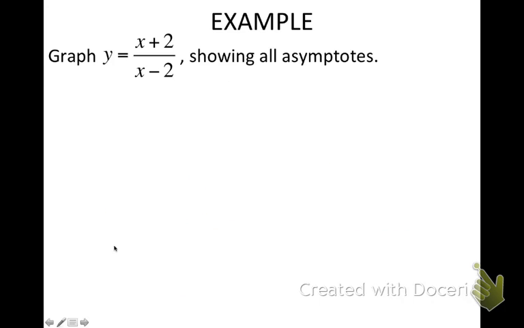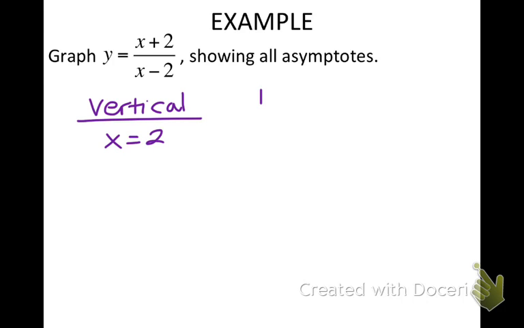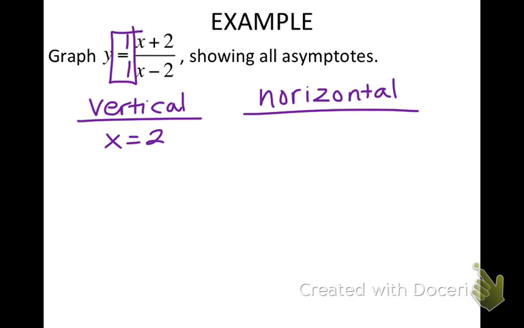Next function: y equals x plus 2 all over x minus 2. Here your vertical is really easy to see because it's already in factored form. What would your vertical be? x equals 2. Good. Now for your horizontal, do you have a larger degree anywhere? No, the degrees are the same. What's the leading coefficient of your numerator? What's the leading coefficient of your denominator? Turn that into a ratio. 1 over 1 is 1. So my horizontal is going to be y equals 1.